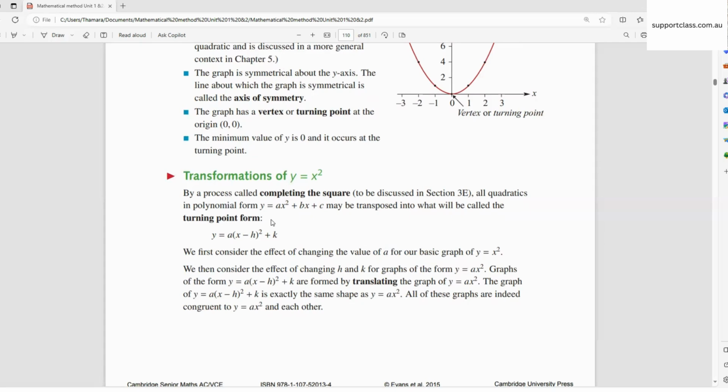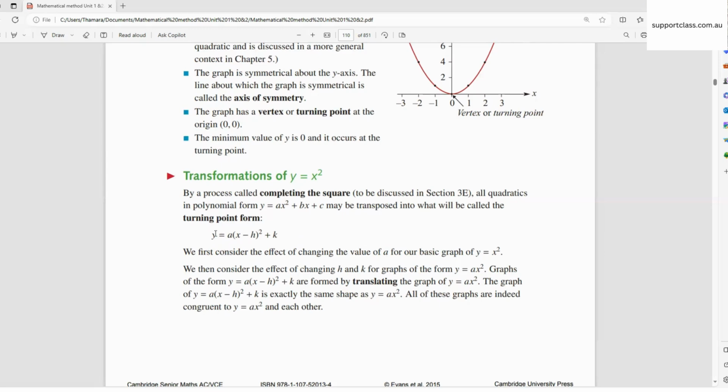So what is this turning point form? This is what you call the turning point form of the graph. And this is the polynomial form of the graph. You can convert the polynomial form into the turning point form by the process known as completing the square. We learned completing the square before that, right?